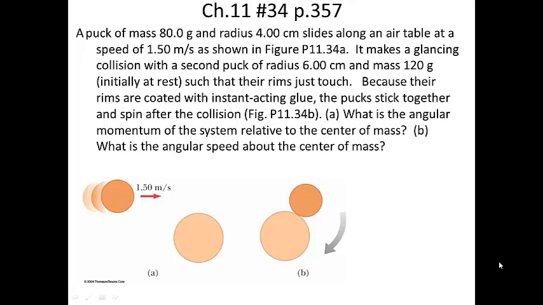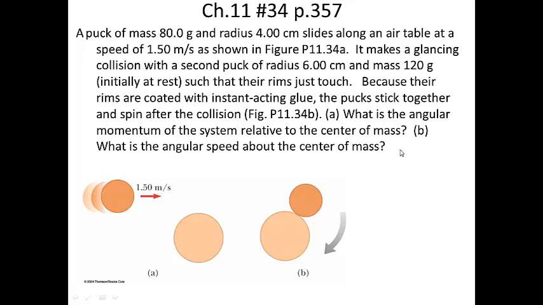In this video, we are going to be doing Chapter 11, number 34. A puck of mass 80 grams and radius 4 centimeters slides along an air table at a speed of 1.5 meters per second, as shown in the figure. So, here is our puck.